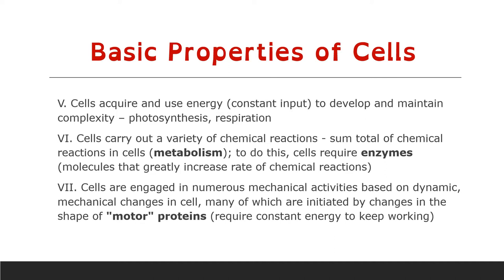So the sum of the chemical reactions in the cell is what we call metabolism. And for these chemical reactions to be done in a manner that is not too slow or too fast, you have what you call your enzymes. So basically, with the presence of enzymes, they greatly affect the rate of chemical reactions in your cells.